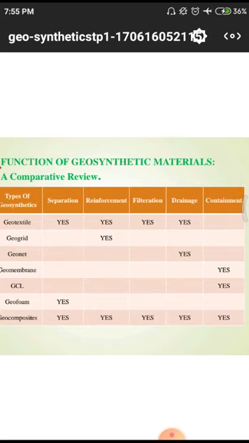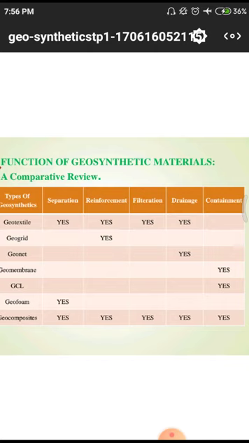But in the case of geogrid, it satisfies only a single condition, that is reinforcement. Next one is geonet. It also satisfies only one condition, that is drainage. Geomembrane also provides containment, and the geosynthetic layer also has some containment property. After that, geofoam has the function of majorly separation only. But in the case of geocomponents, all five functions are satisfied by these geocomposites.